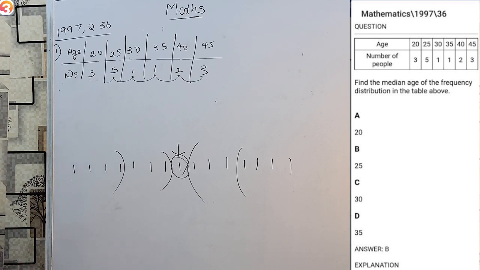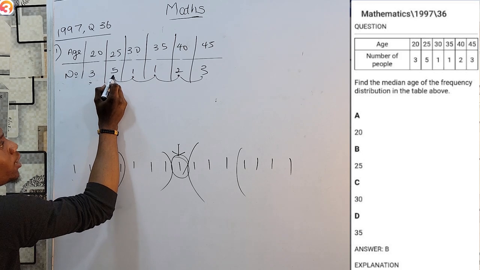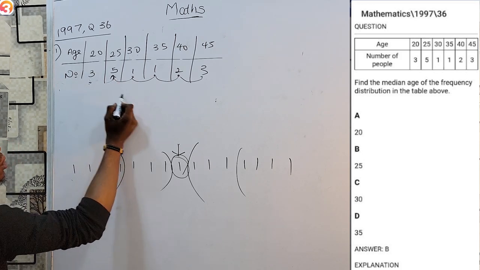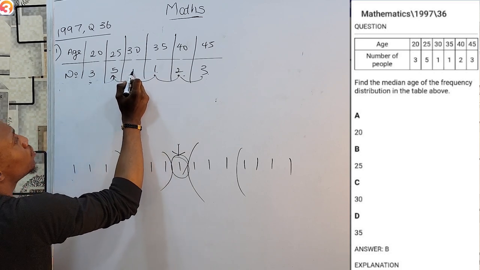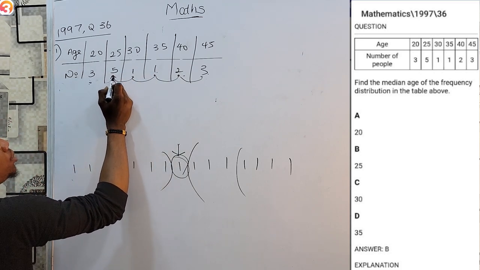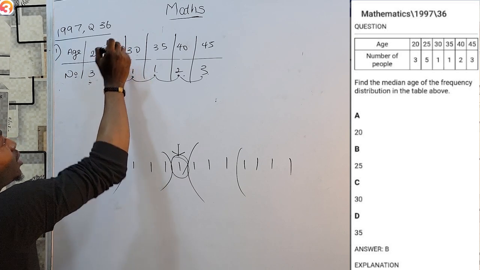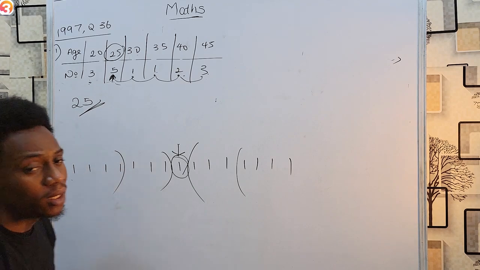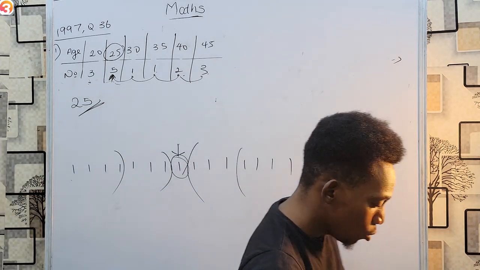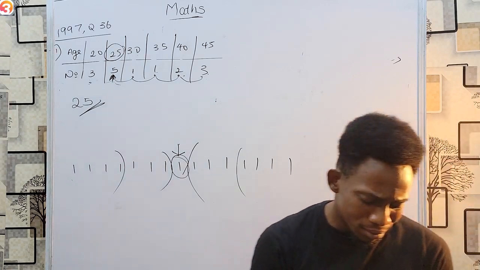I could go from either direction. 3 plus 5 is 8. That means my 8th position lies in this range. If I come from here, 3 plus 2, 5, 6, 7. So I know that number 8 must be within here. And what value is here? 25. That simply means my median is 25. Is that okay? That's option B.